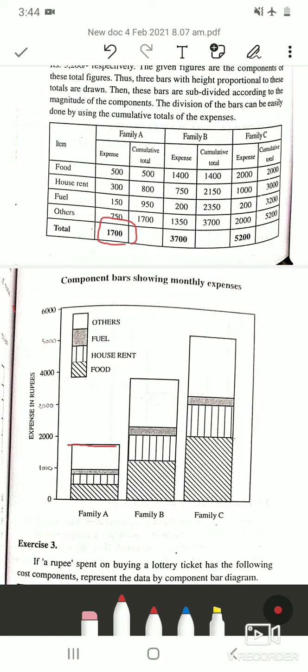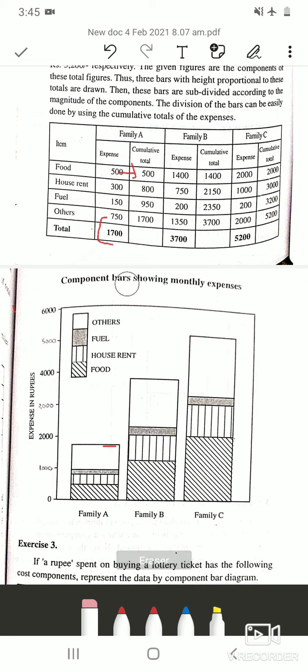So once you draw a rectangular box, then it is time to divide into sub components. So the first component is food, which is 500 rupees. So 500 rupees will be somewhere here, which is mid of 0 and 1000. So draw a straight line and shade in whichever choice you want. So here the shading is a cross lines, and whatever shading you are doing, you have to show it in an index. So here this particular component shows food, so it is clearly explained in the index.